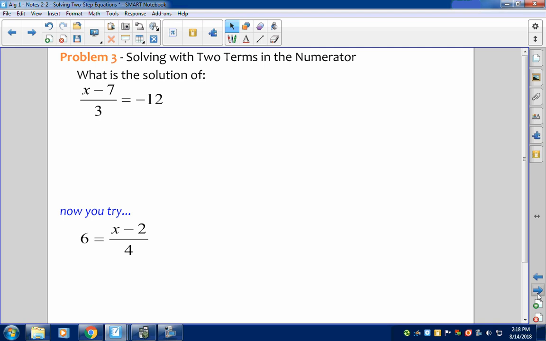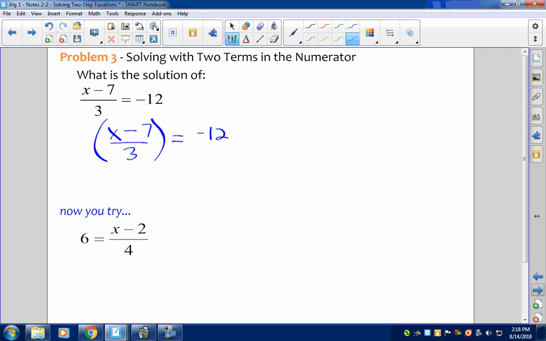So when you see a fraction of this form, just one single fraction, I think the easiest way to handle these is to take the x minus 7/3, place it in parentheses, do the same thing with the other side, and multiply each side by the 3. Okay, so multiply by the 3.